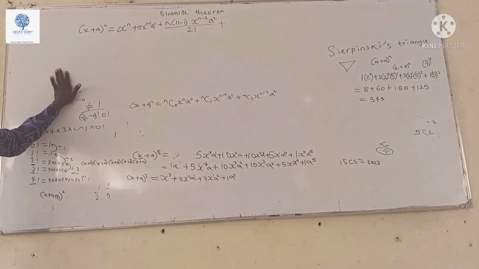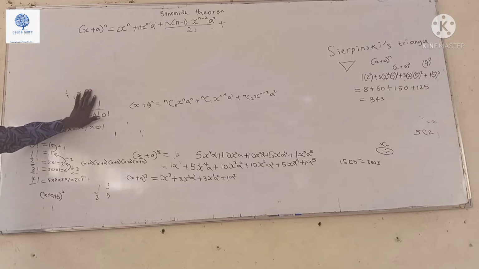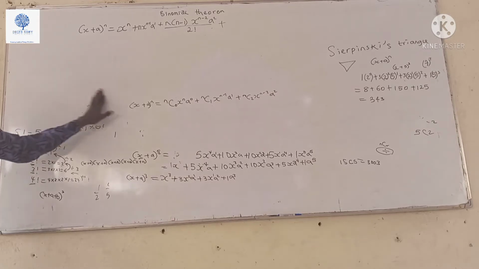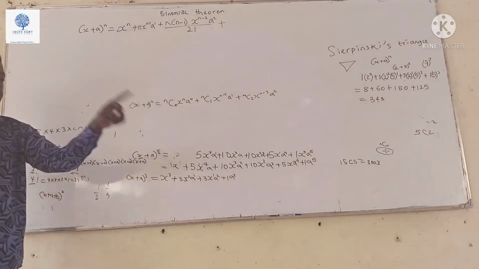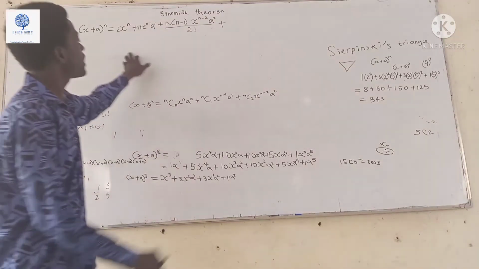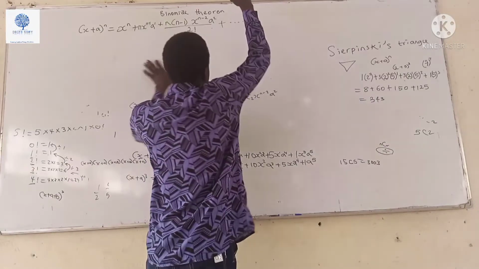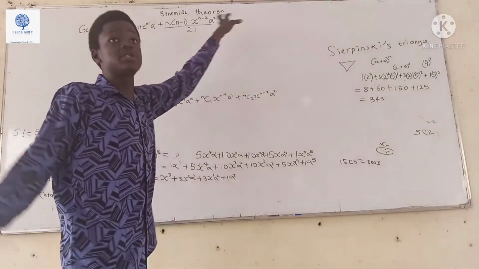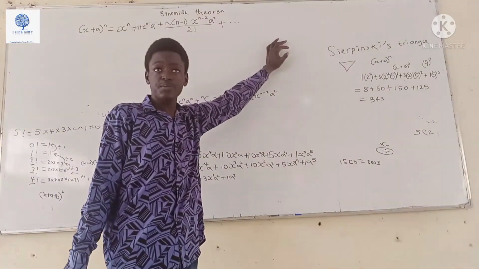Because combination is dealing with counting numbers or natural numbers. So this is not a counting number. I can't be counting and say this is 1 over 5, 2 over 5. It's not correct. So you can best use this as your binomial theorem. Mind you, this stuff continues to infinity. That's why I ended with 3 dots.